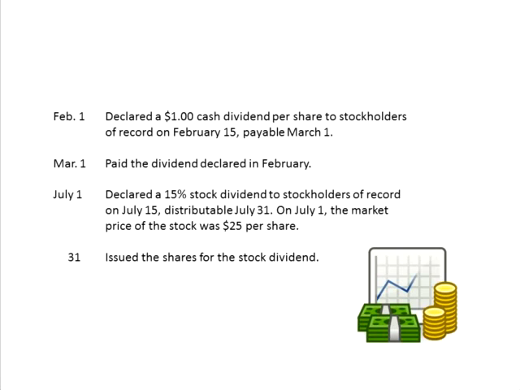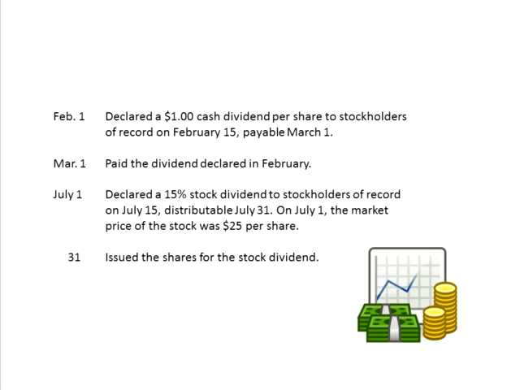So on February 1st, the corporation declared a $1 cash dividend per share to stockholders of record on February 15th, payable March 1st. So right now we know that there are 80,000 shares outstanding. So if we take the 80,000 and multiply by $1, we're going to get $80,000 as a cash payment. On March 1st, the payment that has been declared will be paid.